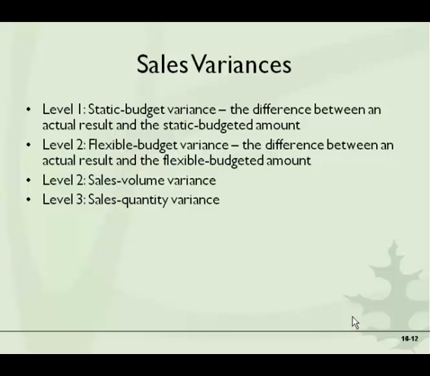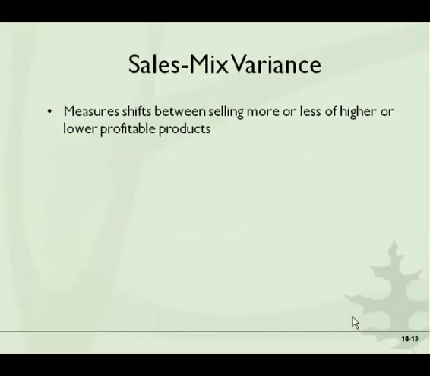At level 3, we would have a sales quantity variance as well. So we're going to measure the difference between actual and budgeted results as a result of unit sales. We could have the sales volume results in the difference between the static budget and the flexible budget amount. We also could have a sales mix variance. Let's talk about the sales mix variance. It measures shifts between selling more or less of higher or lower profitable products. So it's the whole idea of we sell a basket full of products, and what's the percentage of the total, and how did that change versus what we predicted when we based a budget.